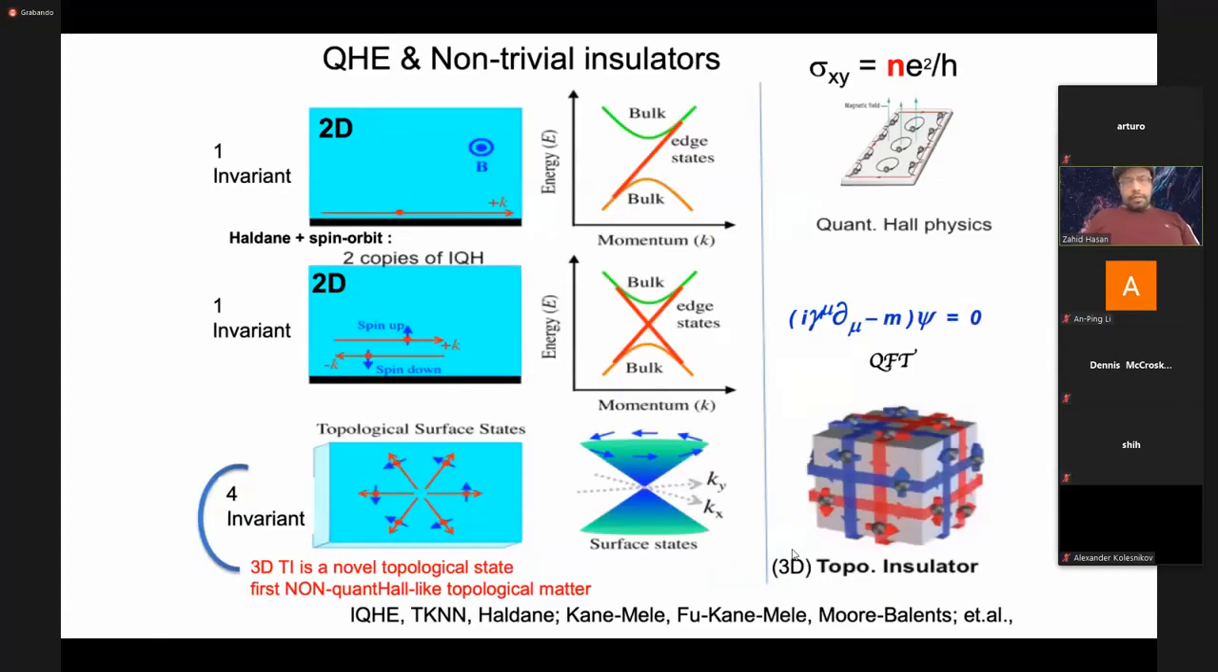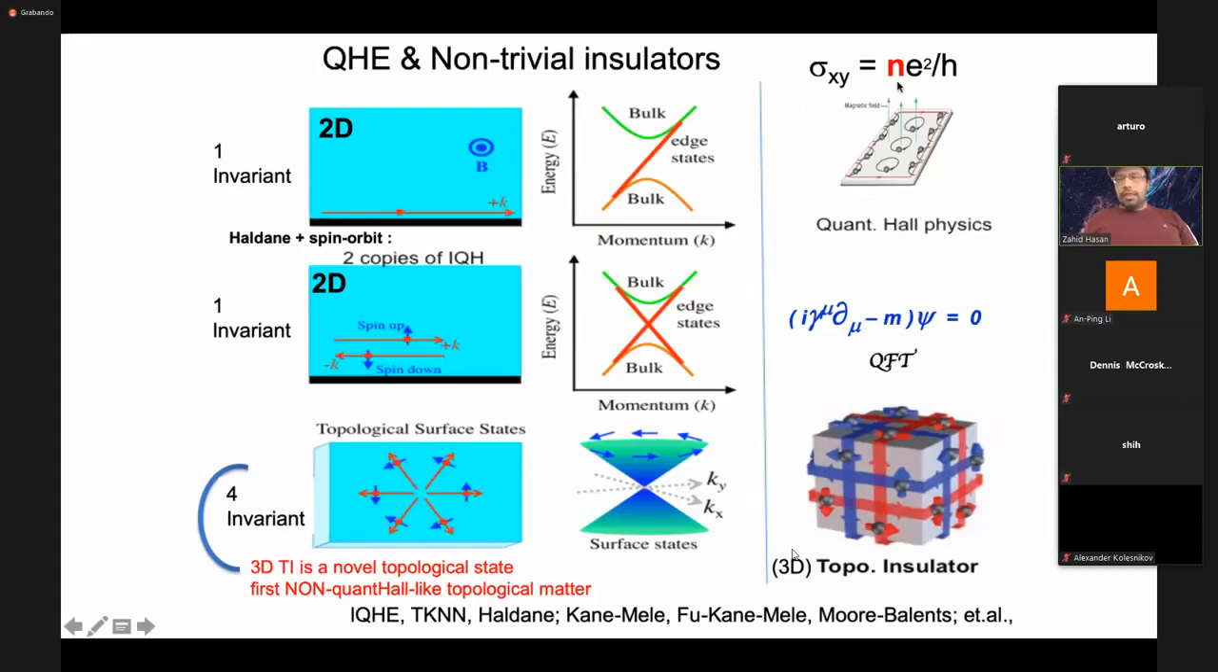Okay, so let me briefly introduce the concept. This is relevant for a large number of quantities, large number of experiments. So I would say it all started with the experimental discovery of quantum Hall effect.